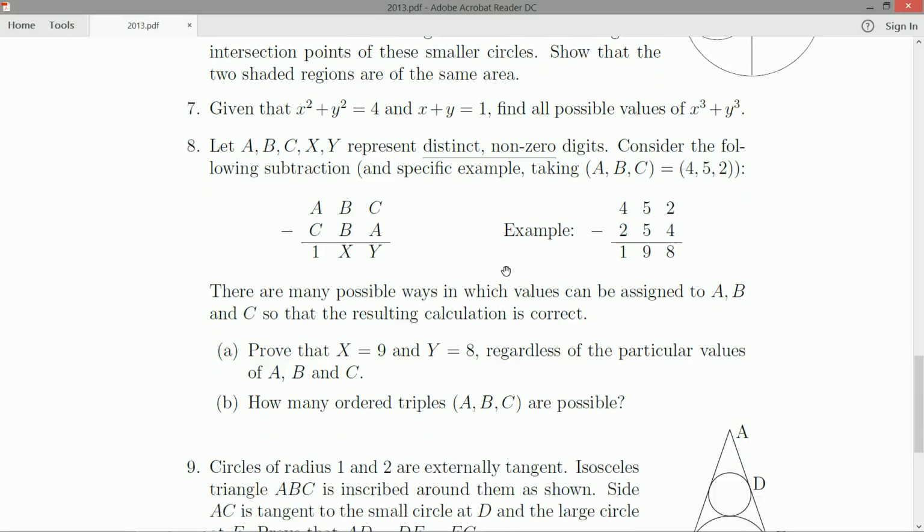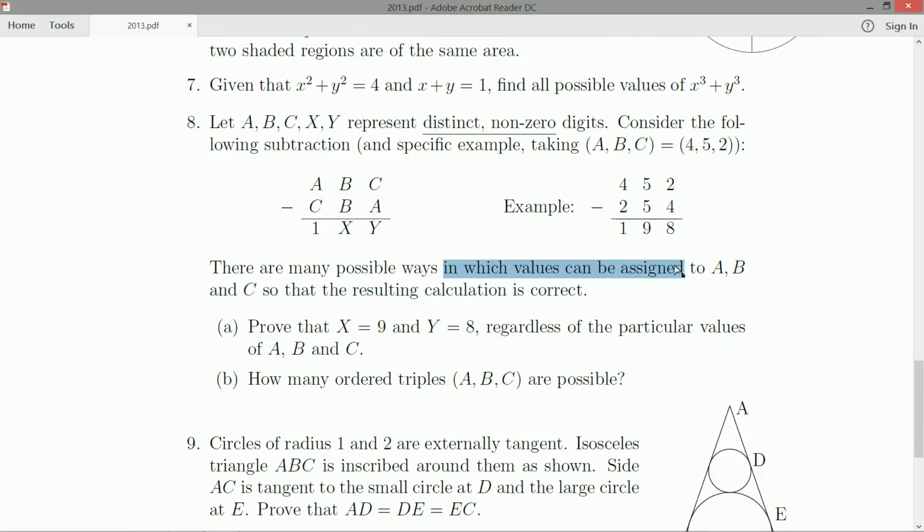Okay. So there are many possible ways in which values can be assigned to A, B, and C so that the resulting calculation is correct. Part A: prove that X equals 9, but it is in the 90 position, and Y equals 8, so we get 98 here. So we're saying prove that you always get 198 regardless of the particular values of A, B, and C. And then part B, how many ordered triples A, B, and C are possible? So that just sort of finishes things up. So we want to show that 9 and 8 are the only things you can do.